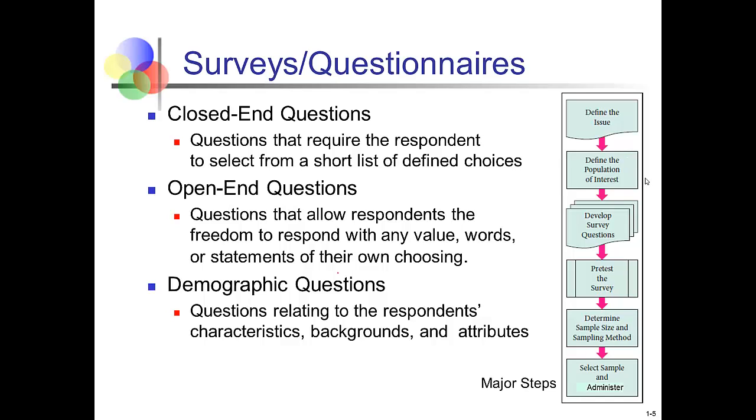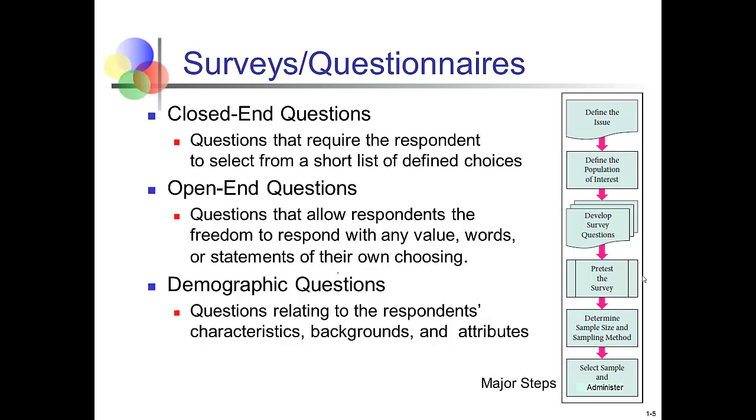Or we could be saying, well, we're really only concerned about what the students think about this because they're a bit more of a captive audience, and so we want to try to respond to their needs more than the staff and faculty's needs. So we'd have to define that population of interest. Then we'd write up the questions. Some close-ended, some open-ended, maybe some demographic questions depending on what it is we were trying to find out.